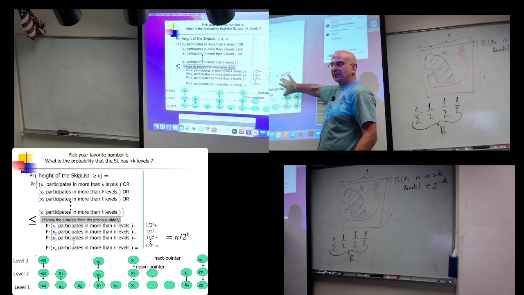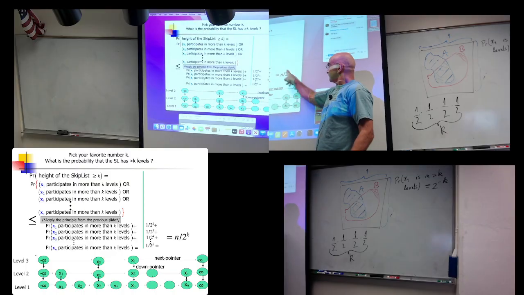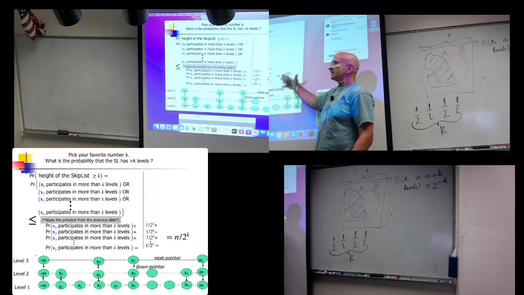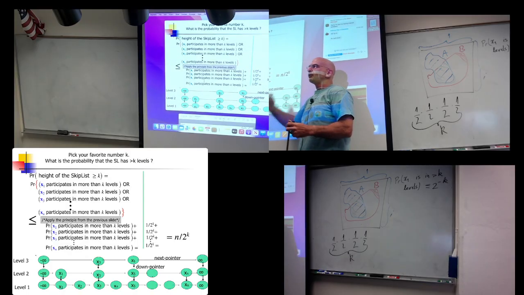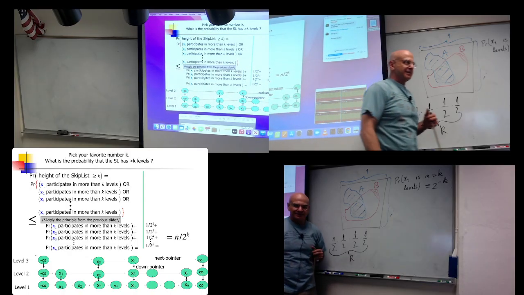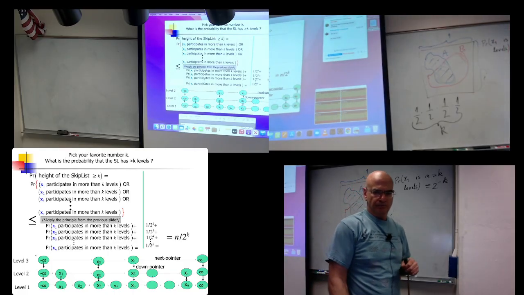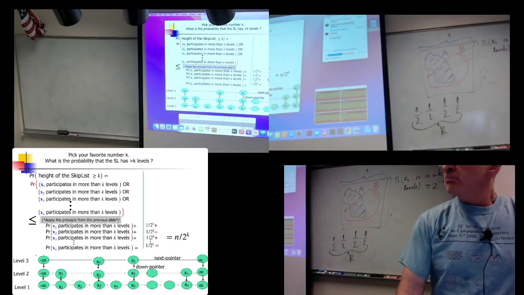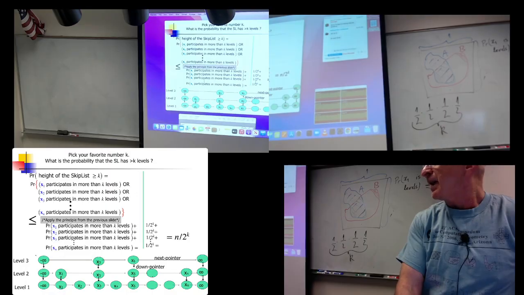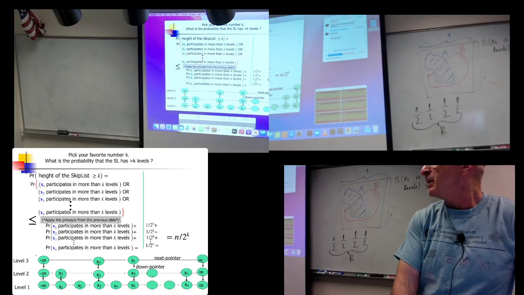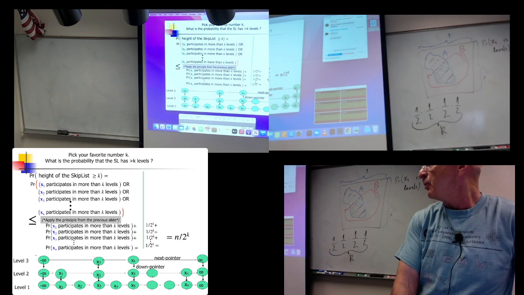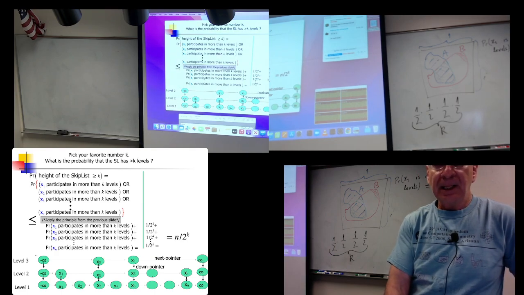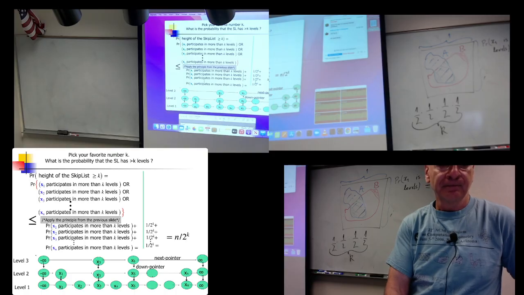Everybody with me? This number, n over 2 to the k, is the probability that at least one of the keys wants to be in more than k levels. Now, if I take k to be just log n, then I'm not getting much out of this number. So let's take a number that is a bit more interesting.